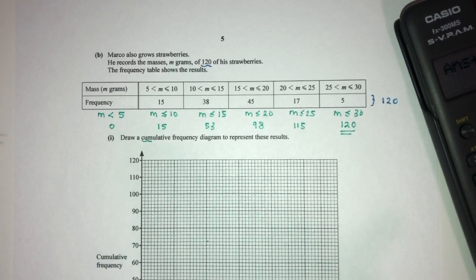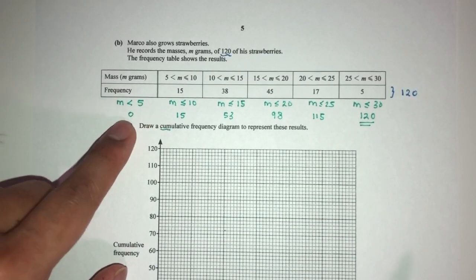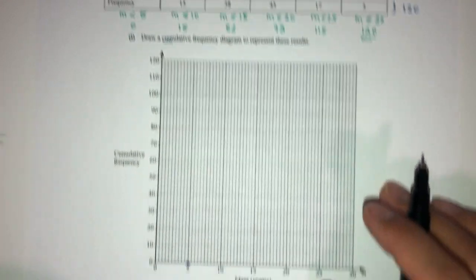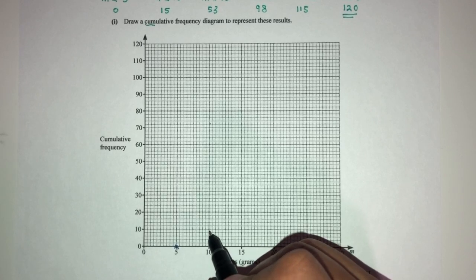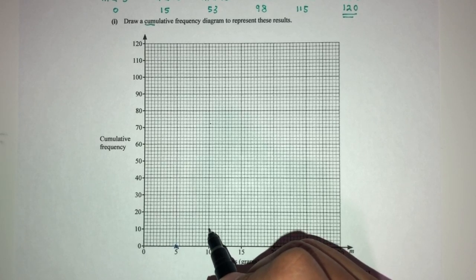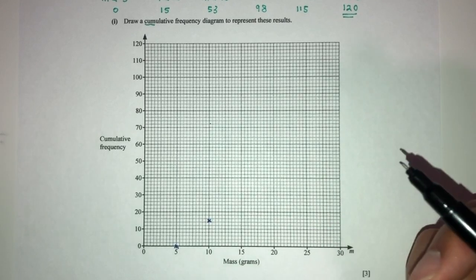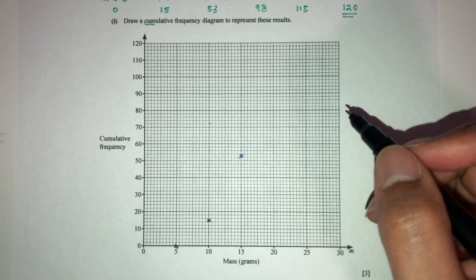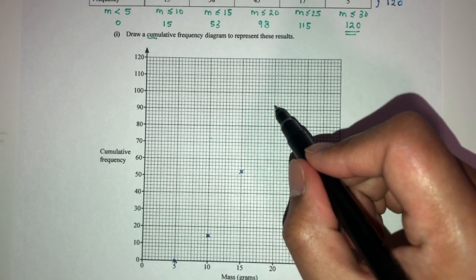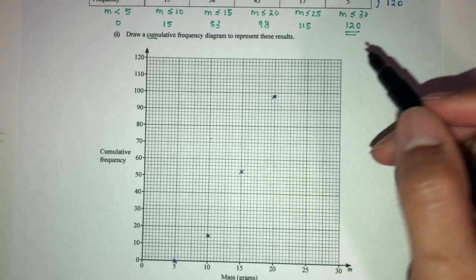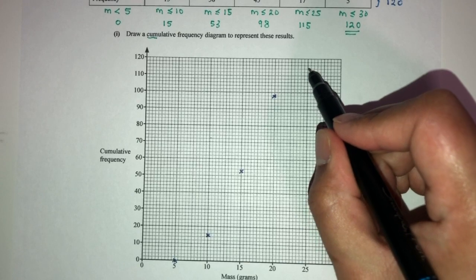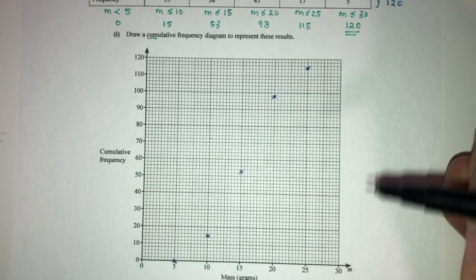Now after having these, we can actually draw our cumulative frequency graph. So one by one, 5, 0 will be right here. And then we have 10, 15 will be right here. Then we have 15, 53 right here. Then we have 20, 98 right here. Then we have 25, 115 right here. And then finally we have 30, 120.